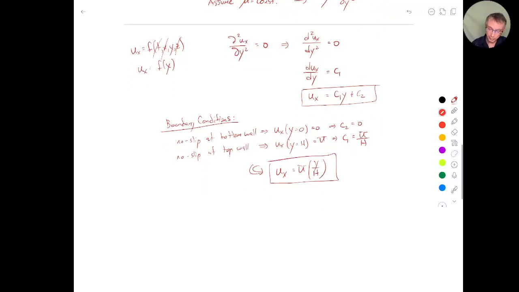So if I sketch it out, here we have the top wall moving at capital U velocity, bottom wall is fixed. And our velocity profile will be linear. It'll look like that. Just keeping in mind that the y component is acting upward here and that these are separated by distance capital H.